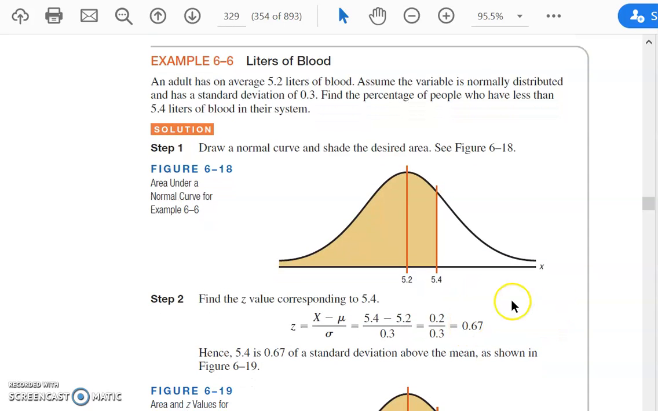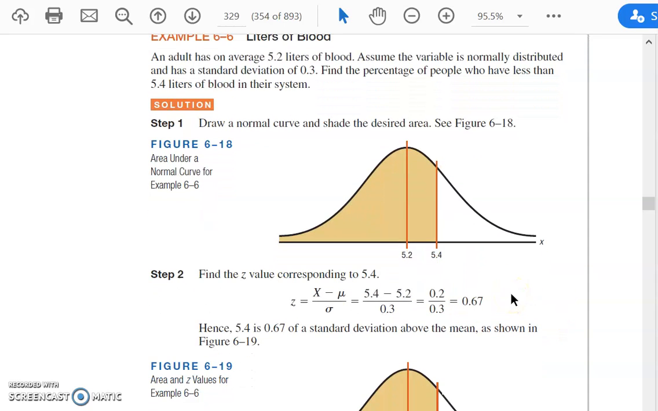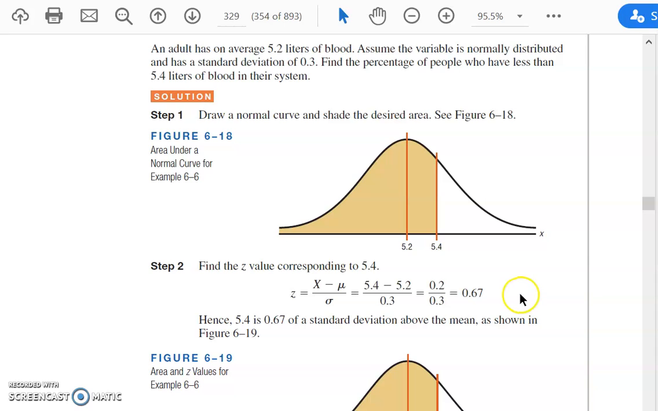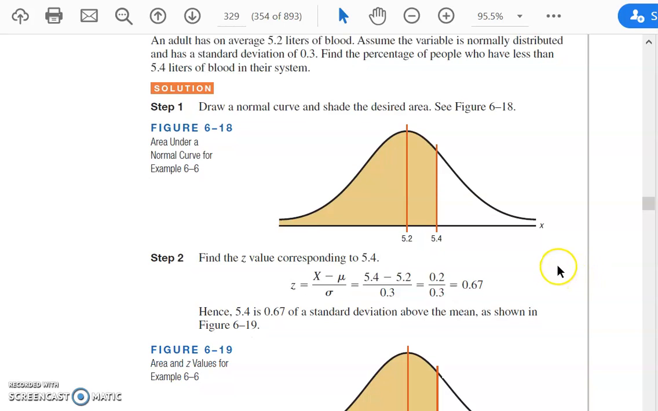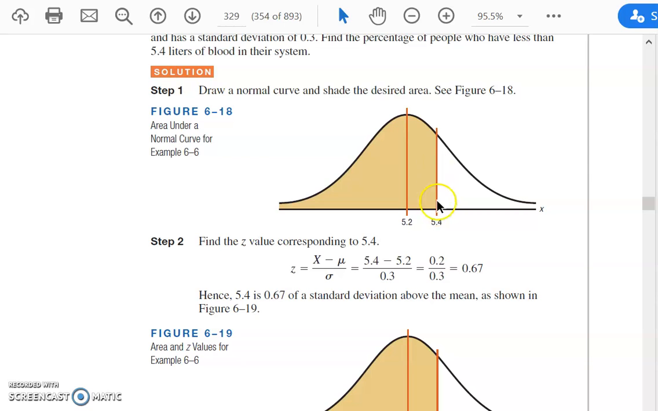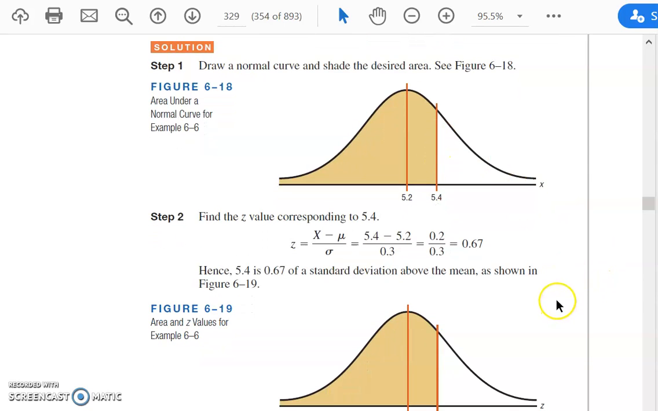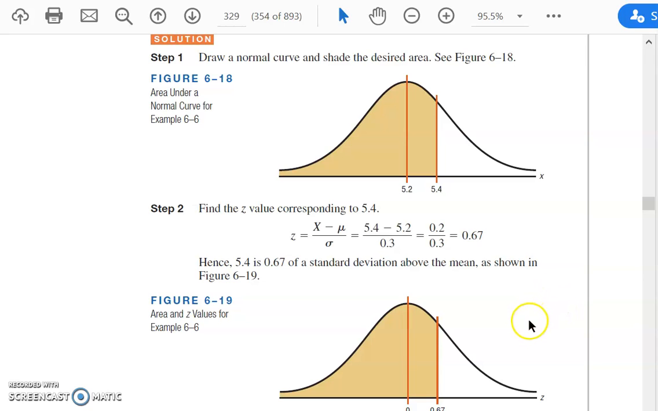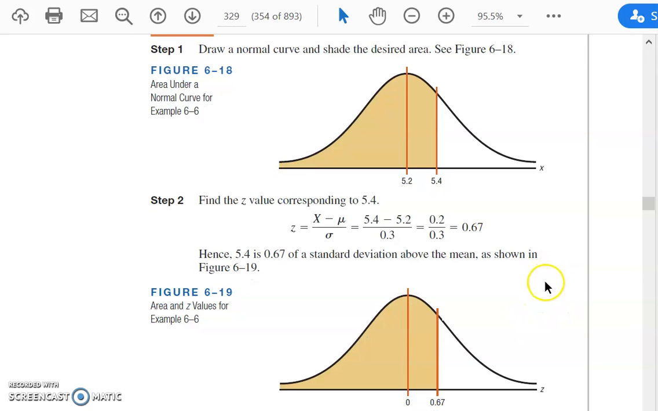Okay, so this first curve here is just to help us understand the problem. The next step, find the z value corresponding to 5.4. The reason we want that is because we want to know what this cutoff point is. We want to find out what is less than 5.4. We don't have a table for that, but we do have a table for the z values.